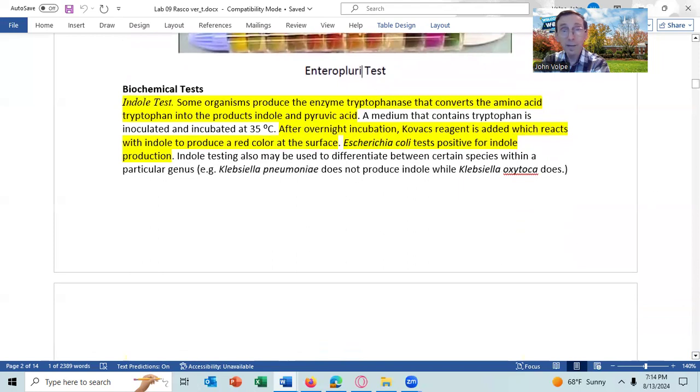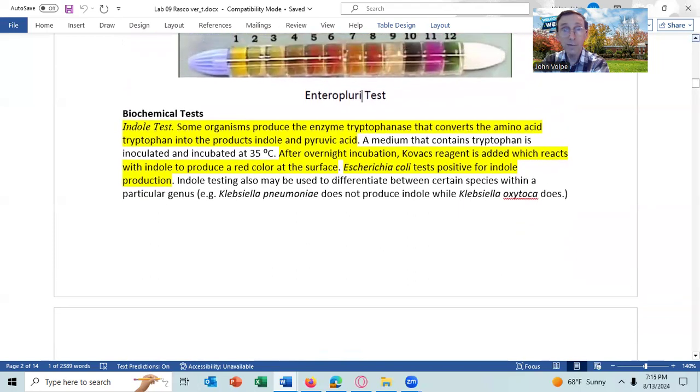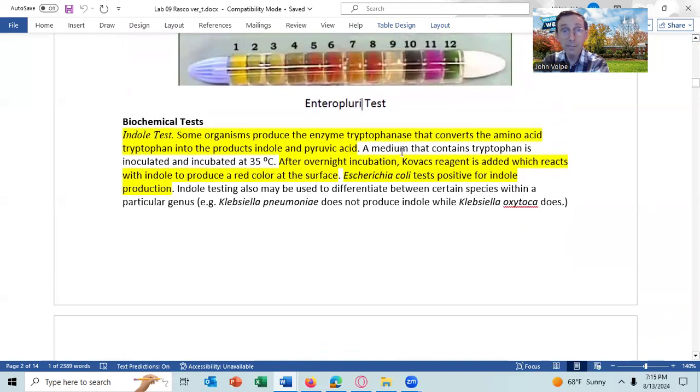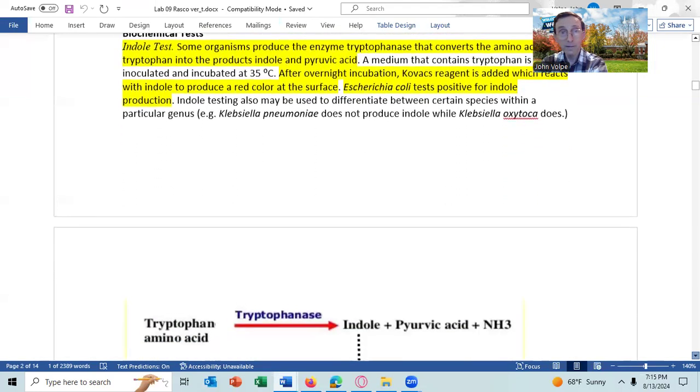The indole test is looking at whether a bacterium can produce the enzyme tryptophanase, converting the amino acid tryptophan to the products indole and pyruvic acid. What you do is you do overnight incubation, you add Kovac's reagent, which reacts with indole to produce a red color at the surface. E. coli tests positive for indole, and Klebsiella pneumoniae does not. So E. coli will be red and Klebsiella will not be in the indole test.